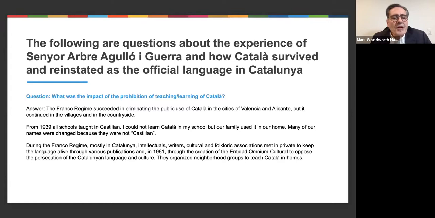During the Franco regime, mostly in Catalonia, intellectuals, writers, cultural and folkloric associations met in private to keep the language alive through various publications. And in 1961, through the creation of the Entidad Omnium Cultural to oppose the persecution of Catalonian language and culture, they organized neighborhood groups to teach Catalan in the homes.